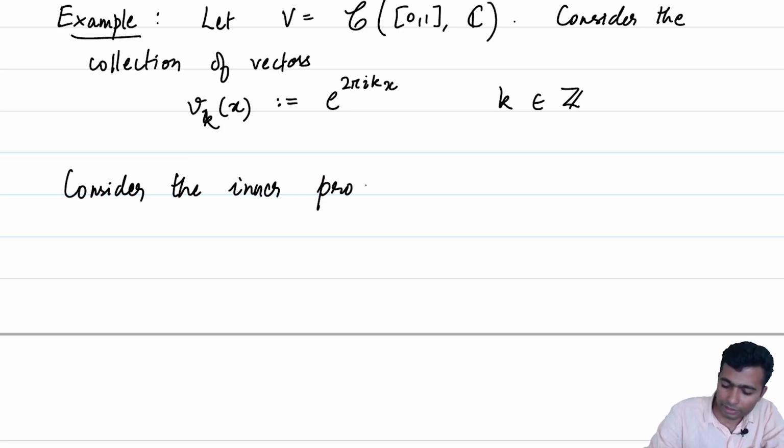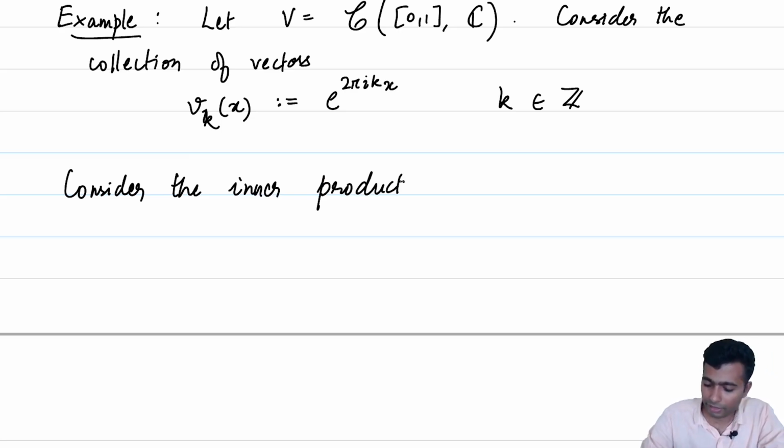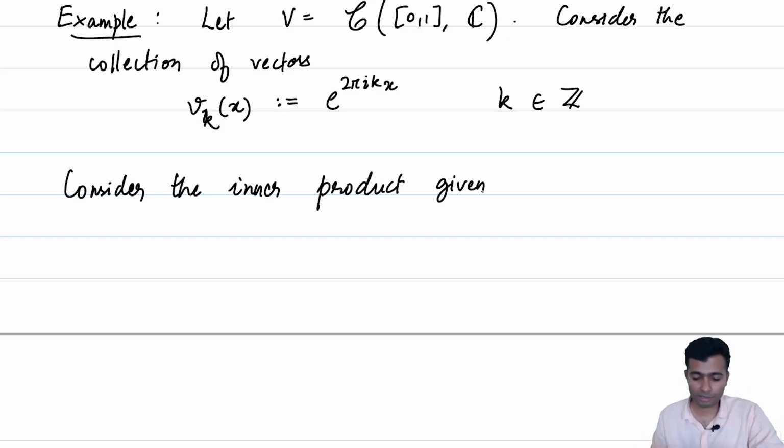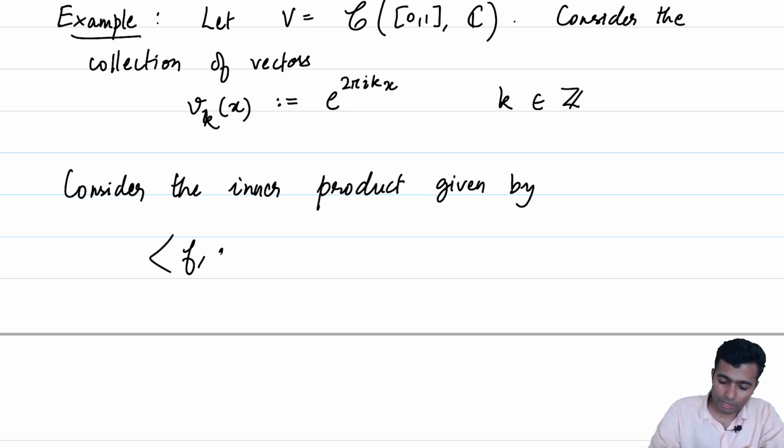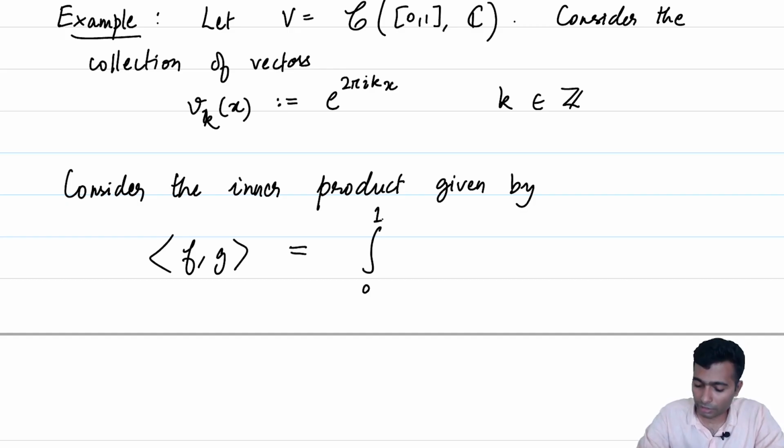Before I mention the inner product, if I had given vk, it doesn't really make sense. Inner product, of course, it makes sense, but why these functions? That will not be justified. The inner product is given by f comma g. The inner product of this is already defined once in the previous week. This is just the integral of f g bar.